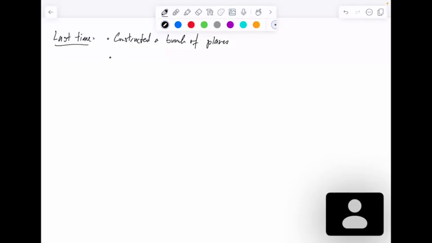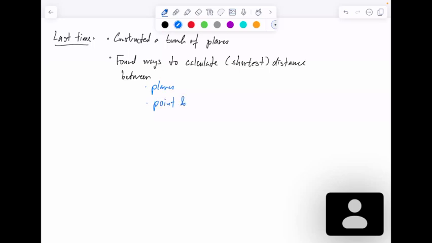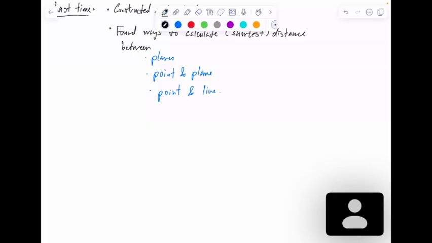So we found a way to construct planes given a whole bunch of different scenarios. We also looked at distances, right? So we found ways to calculate distance, and I should specify, when I say distance, as it was pointed out in chat, I really mean the shortest distance. All right, so I'll use this interchangeably when it comes to distance between geometric sets or geometric shapes. So I found ways to calculate shortest distance between planes, between a point and a plane, and I think we also did a point and a line. So we left off with finding the distances between two lines that are skew, right?